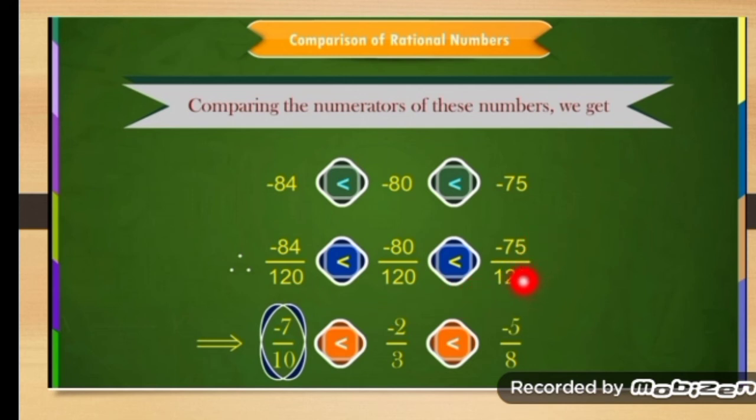Now we will arrange these rational numbers according to the question. Minus 84 by 120 is obtained from minus 7 by 10. Minus 80 by 120 is obtained from minus 2 by 3. And minus 75 by 120 is obtained from minus 5 by 8. So this is the ascending order of the given rational numbers.